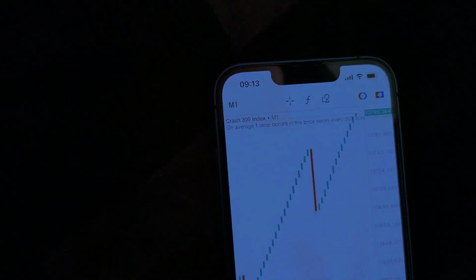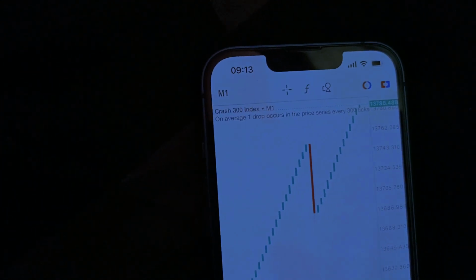So without wasting any of your time, let's begin. So what is this strategy? How does it work? Okay, so this strategy is actually a little bit similar to the previous strategy I just posted recently, but let's check it out.